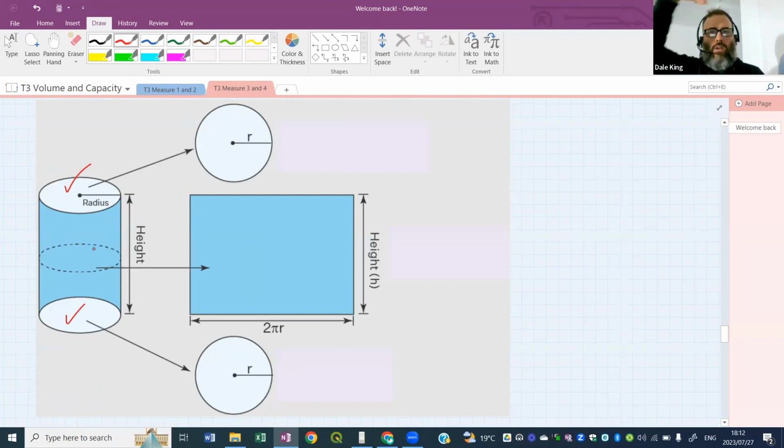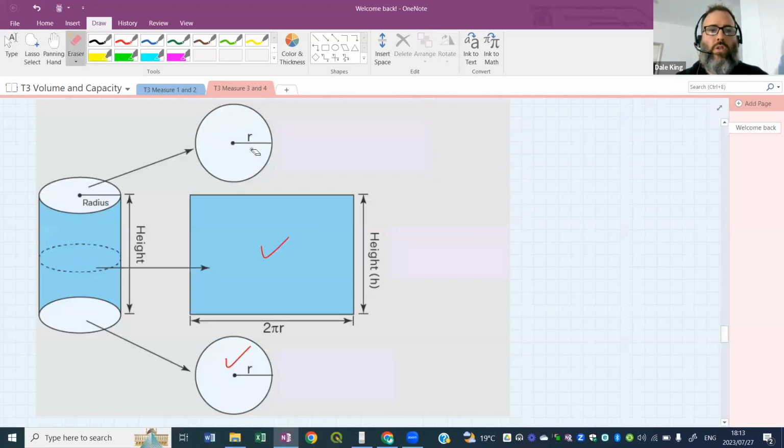Think of a Coke can. A Coke can has a circular top and a circular base. If you cut the top off and take the base off, you're just left with a cup that's got no top and no bottom. If you cut down the side of that and open it up, you will see a rectangular piece. So a cylinder opens up into 2 circles and 1 rectangle. So we have to work out 3 shapes: 2 circles, and then 1 rectangle.